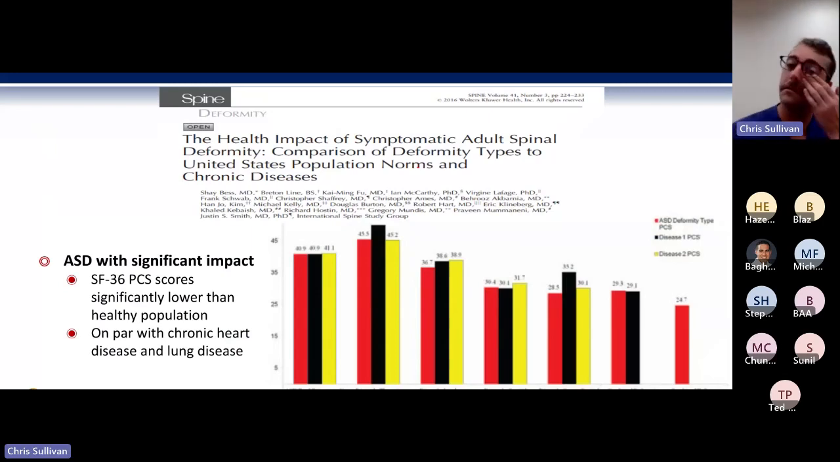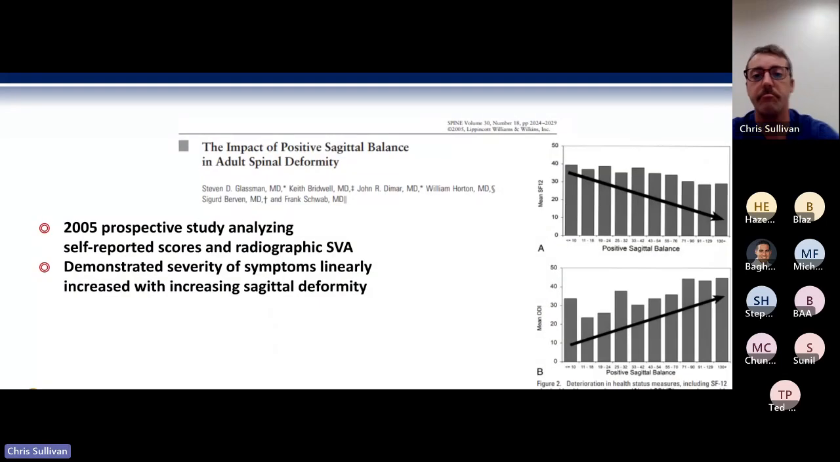How disabling is this? Well, the answer in short is very disabling. This was a 2016 study which showed the health impact of adult spinal deformity. It compared SF-36 scores with several other major medical comorbidities. And really, adult spinal deformity is significant compared to a healthy population, and it's generally on par with chronic lung disease and cardiac disease in terms of limiting people's lifestyles and causing significant disability.